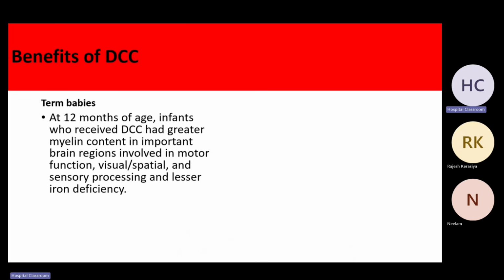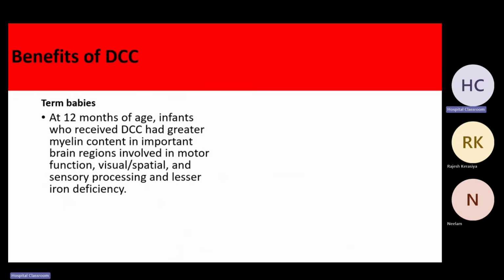increasing the baby's own hemoglobin content. There is better cardiovascular stability, and over a period of time, it is associated with improved motor function, spatial visual function, and more sensory processing and lesser iron deficiency. Now, in a country like India, the majority of our babies in the first year of life have some physiological iron deficiency. That to some extent can be prevented if you go for delayed cord clamping.